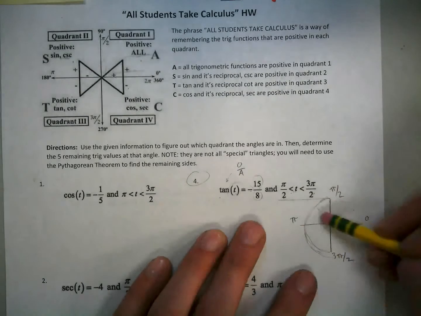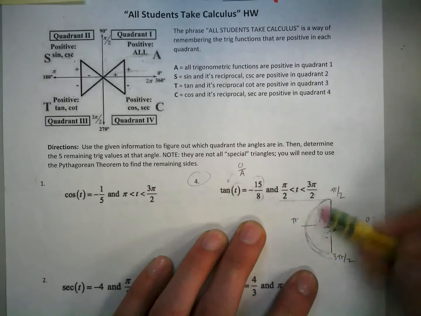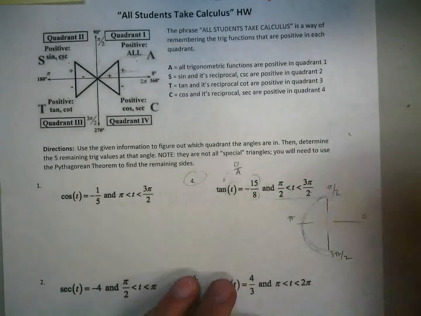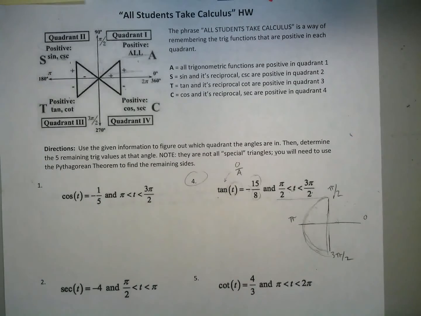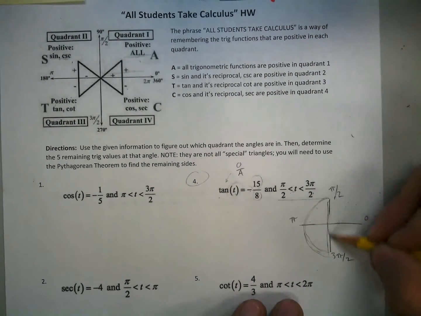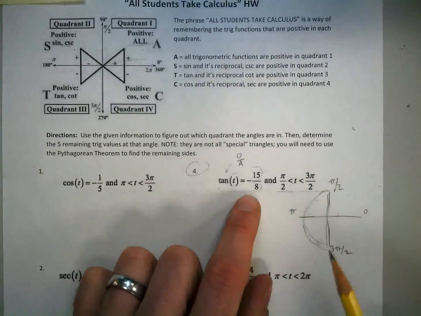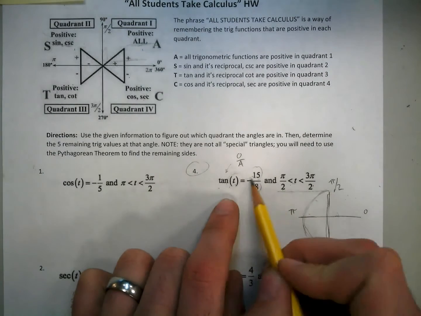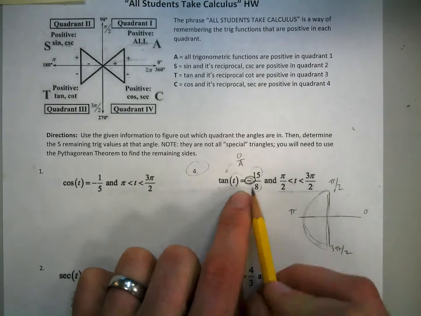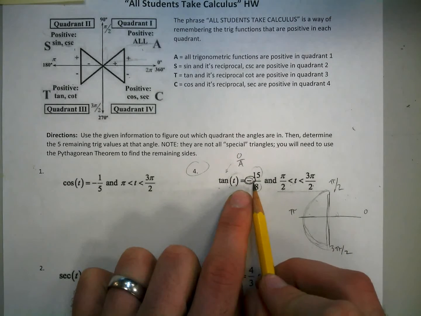So you might be wondering, well, which one is it? Like the other ones we've done, it's been obvious it's in one quadrant. But this one, it could be in either. Well, let's look at the other information they gave us. It says that tangent is negative 15 over 8. Look back up.